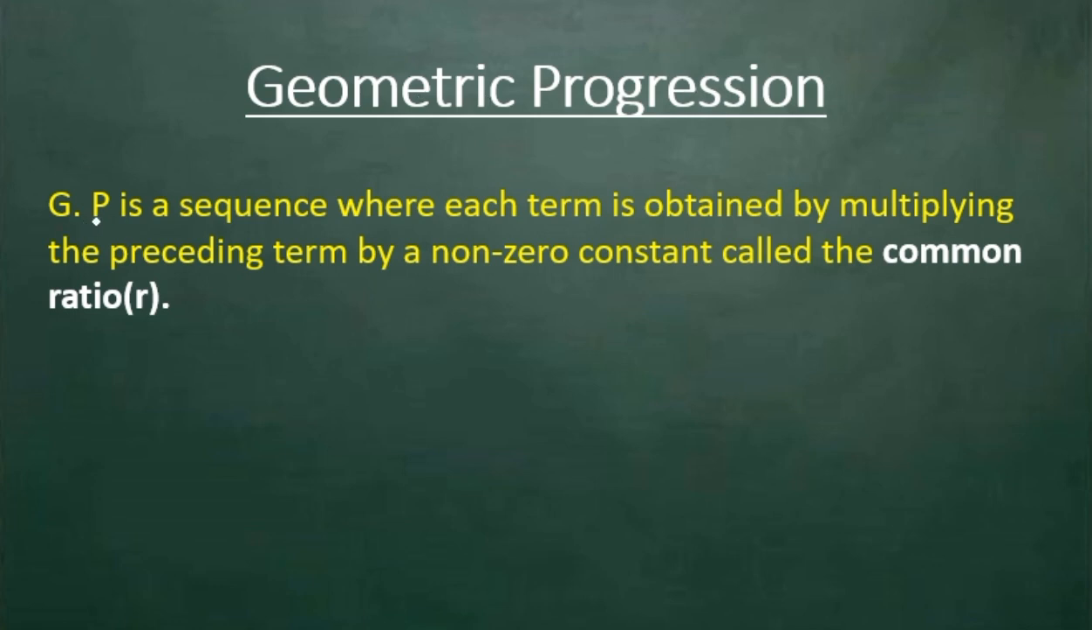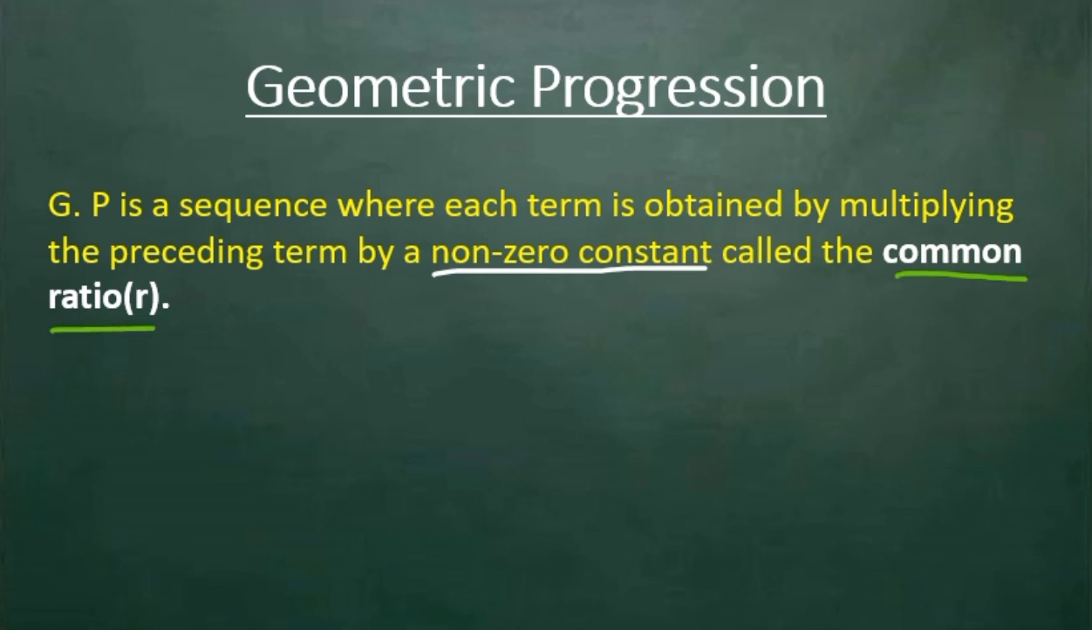A geometric progression, which is also known as an exponential sequence, is a sequence where each term is obtained by multiplying the preceding term by a non-zero constant. Take note of this information. The preceding term must be multiplied by a non-zero constant, and this non-zero constant is what we call the common ratio.